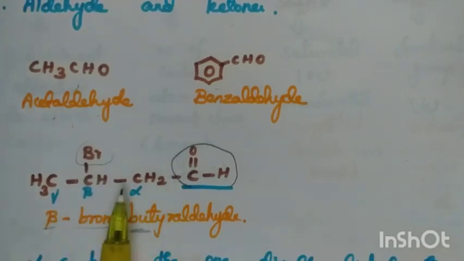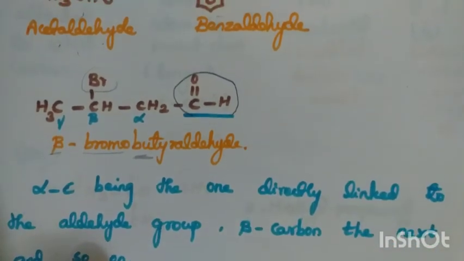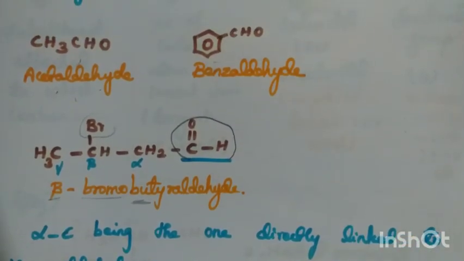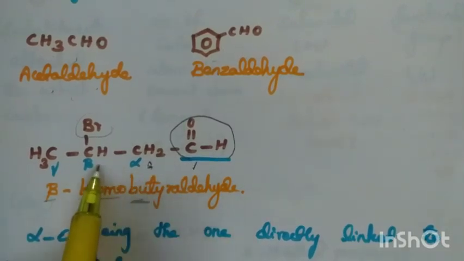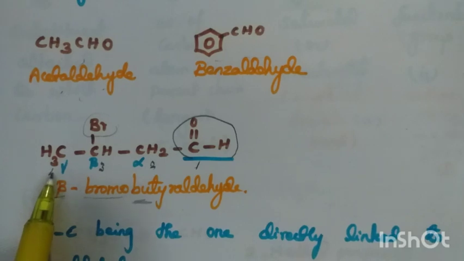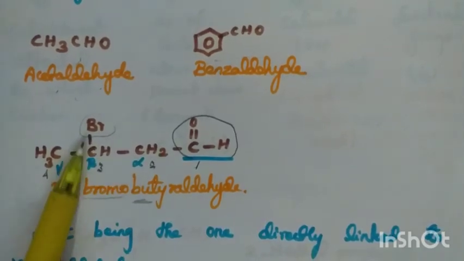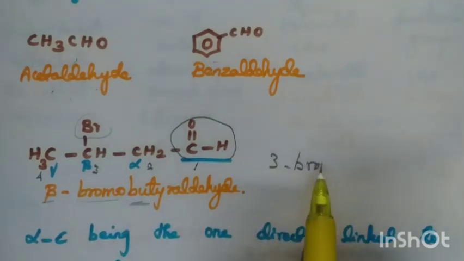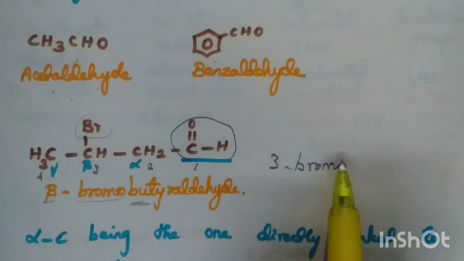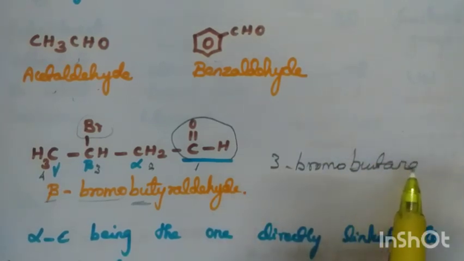IUPAC name means mention with the number. Now tell me, what is the IUPAC name of this compound? There are 1, 2, 3 and 4 carbons. In the third carbon we have a bromo, so you have to write 3-bromo. Totally how many carbons? 4 carbons. So butane aldehyde.